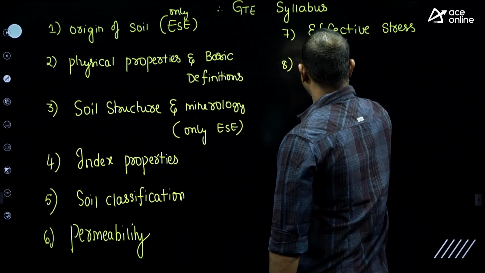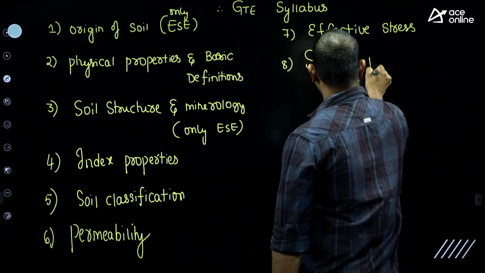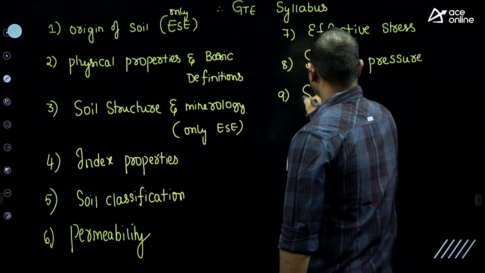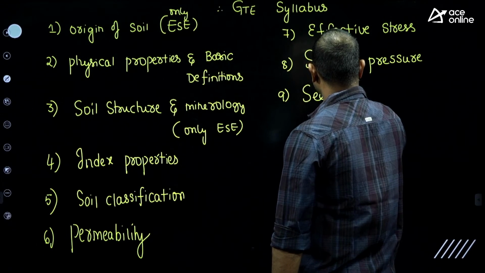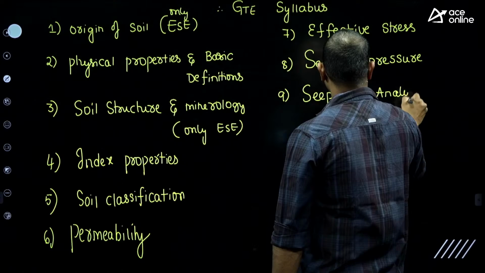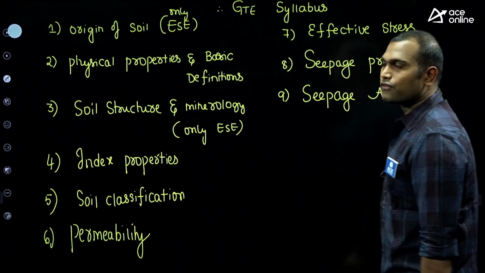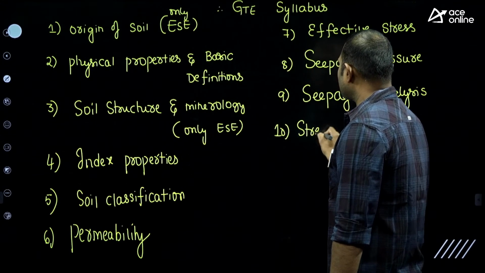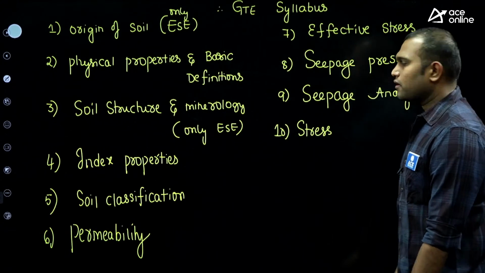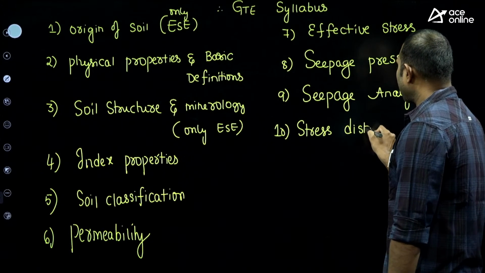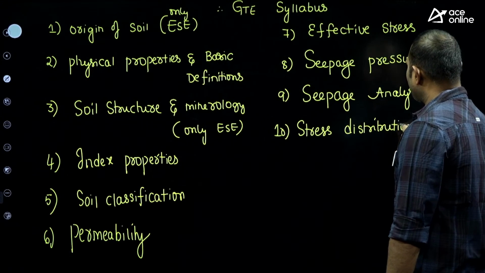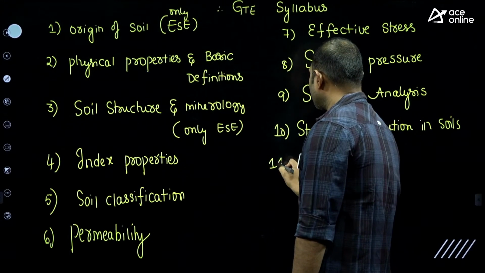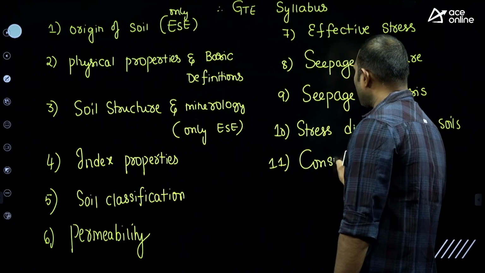Eighth chapter, seepage pressure, where we discussed the quicksand condition. Ninth chapter, seepage analysis, where we discussed flow nets and earth dams. Tenth chapter, stress distribution in soils, where we just discussed Boussinesq's theory. Eleventh chapter comes under consolidation.